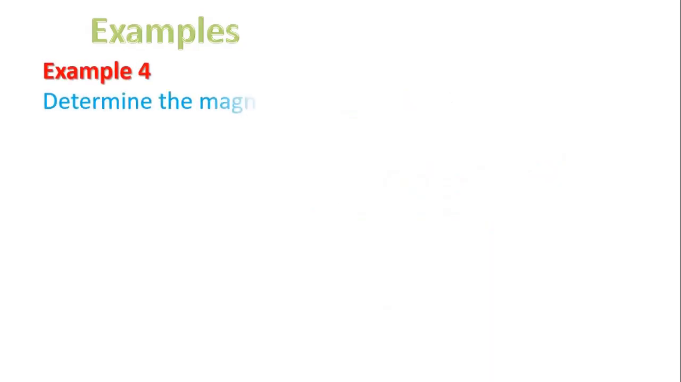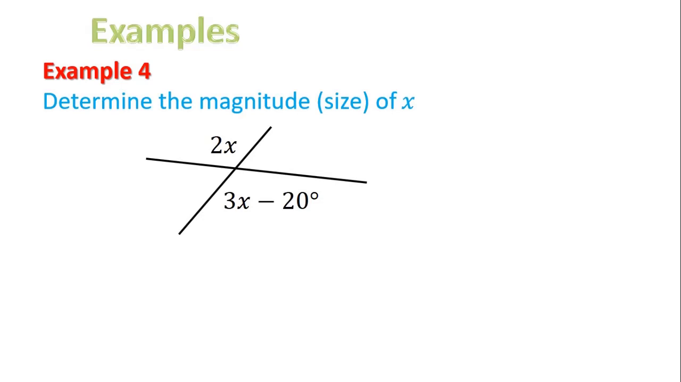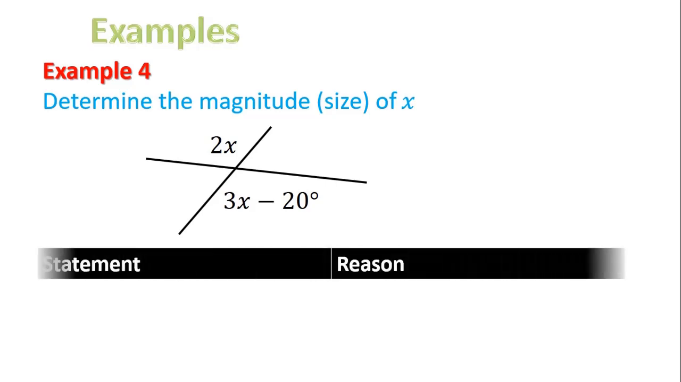Example 4. Determine the magnitude or size of x. And here we have our diagram. We have 2x almost at the top, and we have 3x minus 20 degrees almost at the bottom. And we have two lines that cross or intersect. Let's get going. So, statement and reason. Now, what can you tell me about the 2x and the 3x minus 20? Hopefully you can see that they're opposite each other. Are they directly opposite each other? Yes, they are.